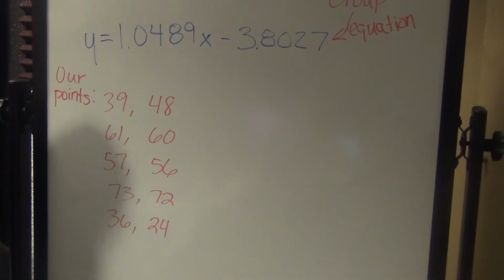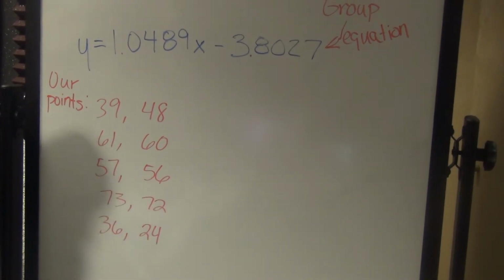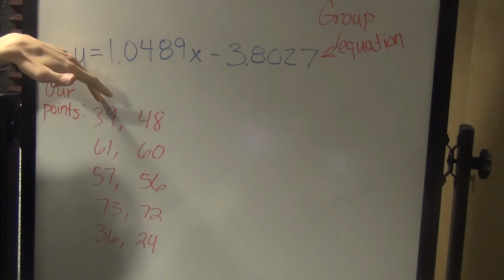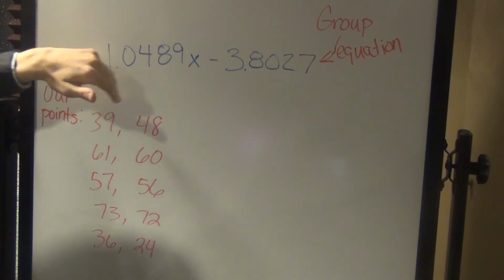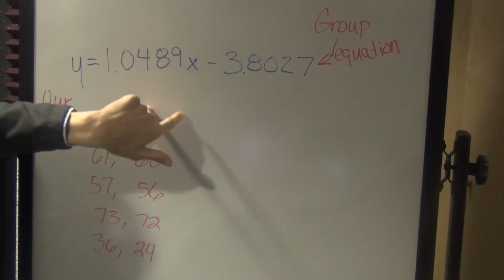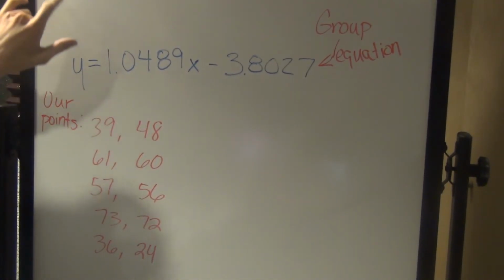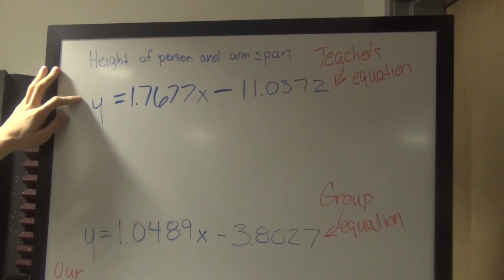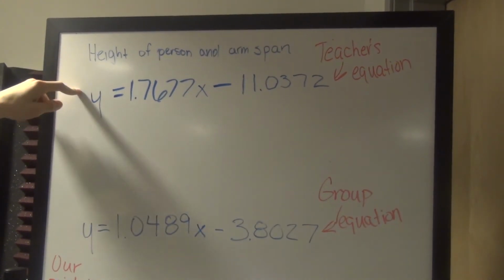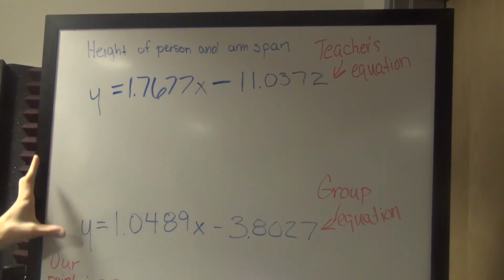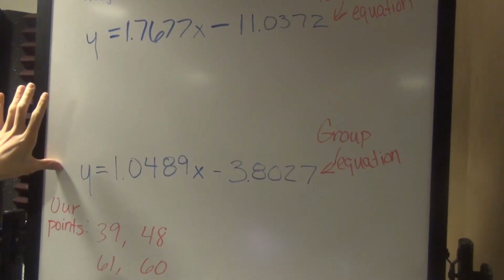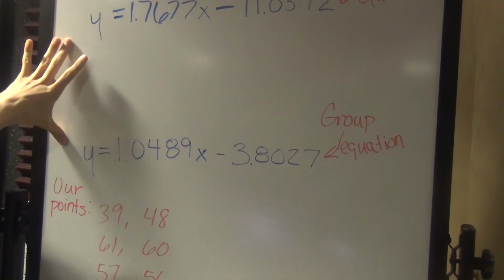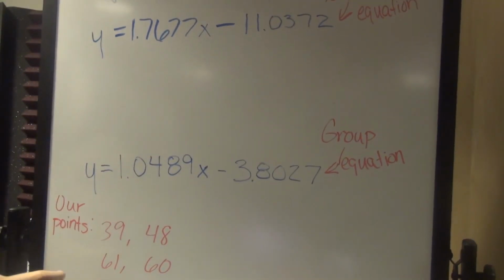Our group decided on using height of person and arm span. We got these points right here for our second set. Our x-intercept is going to be the arm span, and the y-intercept is our height. This is the teacher's equation for her formula of height of a person and arm span. As you can see, from our second set of points, our slope-intercept is vaguely not close, but close enough for the points that we got.